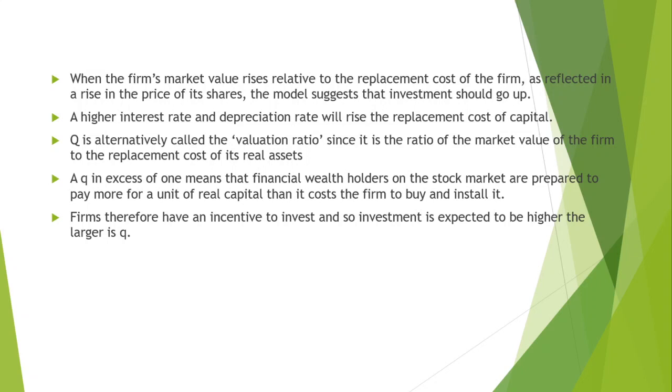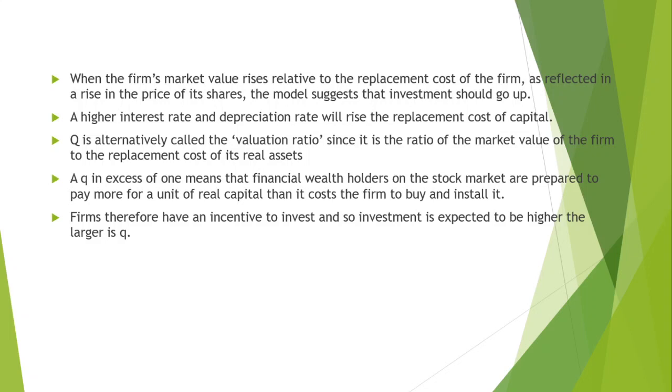A Q in excess of 1 means that financial wealth holders on the stock market are prepared to pay more for a unit of real capital than it costs the firms to buy and install it. Firms therefore have an incentive to invest, and so investment is expected to be higher the larger is Q. So this is Tobin's Q ratio, or the Q theory of investment.